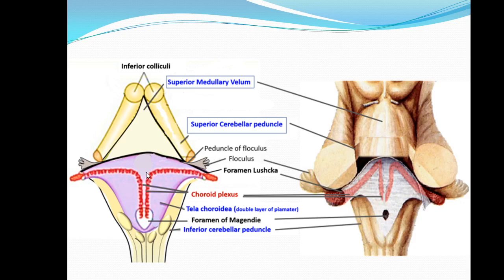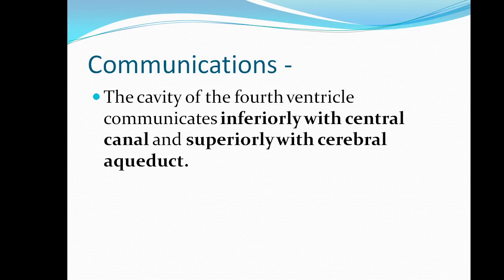Here you can see this T-shaped structure of the tela choroidea. The two vertical limbs run side by side and reach the foramen of Magendie, while the horizontal limbs extend laterally through the foramen of Luschka in the lateral recess. Communications. The cavity of the fourth ventricle communicates inferiorly with the central canal and superiorly with the cerebral aqueduct.